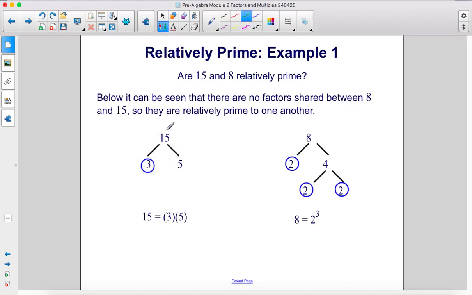All right, so 15 does not have a factor of 2. It does have a factor of 3. 15 divided by 3 is 5. So the prime factorization of 15 is 3 times 5. 8, however, is 2 times 4, and 4 divided by 2 is 2. So it's 2 times 2 times 2, 2 cubed. Since they don't have any prime factors in common, they are relatively prime.